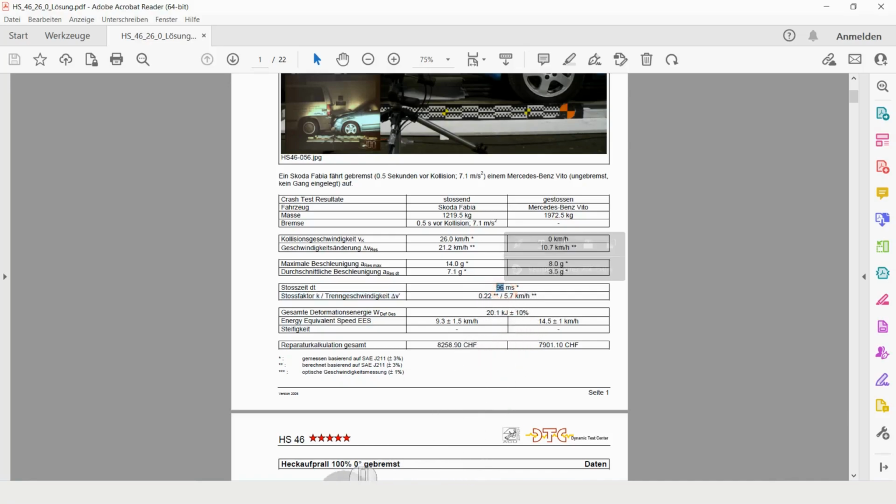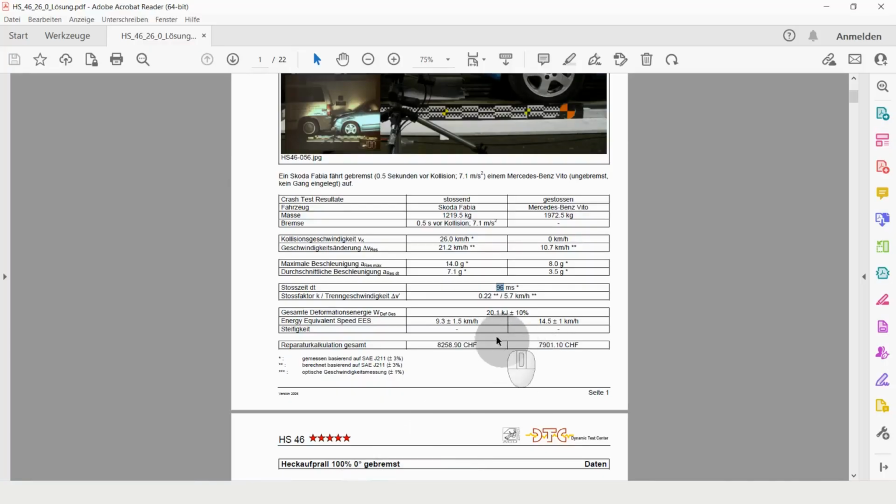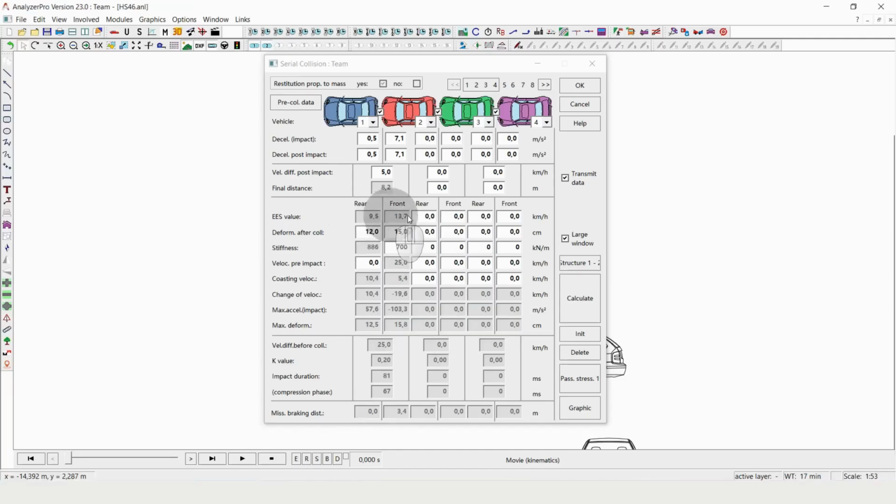They got an impact time of 96 milliseconds. We have 81, so we would need to make it a little bit stiffer. What else? They got an NES value of 9.3 and 14.5. We got 9.5 and 13.7, so also very close. So that's quite decent. Of course, we've just done this in a quick and dirty way, but I think the results are pretty good for that.